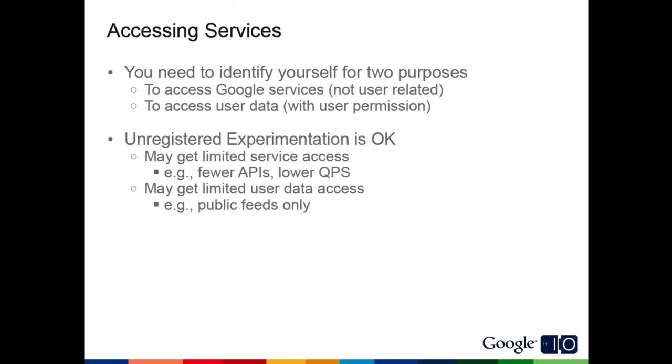You may ask, what if you don't identify yourself at all? And yes, you can experiment completely anonymously. Don't expect to be able to launch your app anonymously. You'll find that as you experiment, you're going to get limited service access. Some APIs don't want you to experiment anonymously at all, unfortunately. Most APIs are going to grant you a pretty low QPS for experimentation purposes. And of course, don't expect to access users' private data if the user doesn't know who you are.